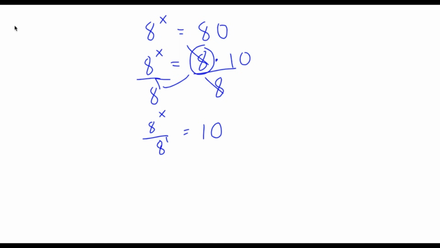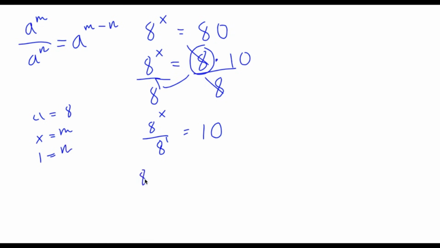And now if we have something in the form a to the power of m divided by a to the power of n, this is equal to a to the power of m minus n. So a to the power of x divided by a to the power of 1, we can think of a as 8 here, x as m, and 1 as n. So if we plug this in, we get 8 to the power of x minus 1. This is equal to 10.